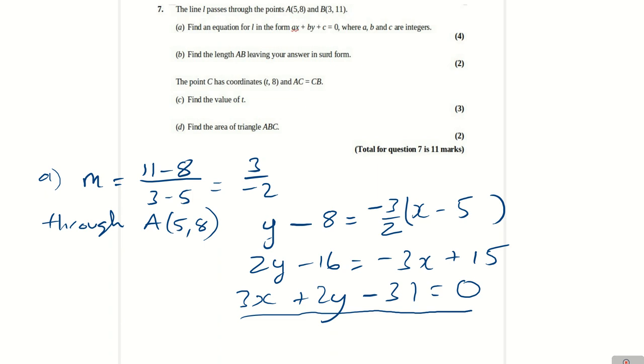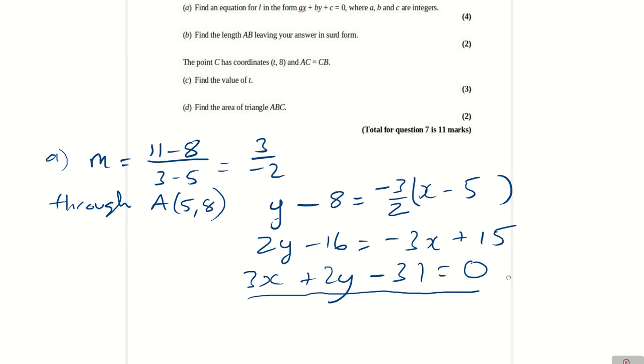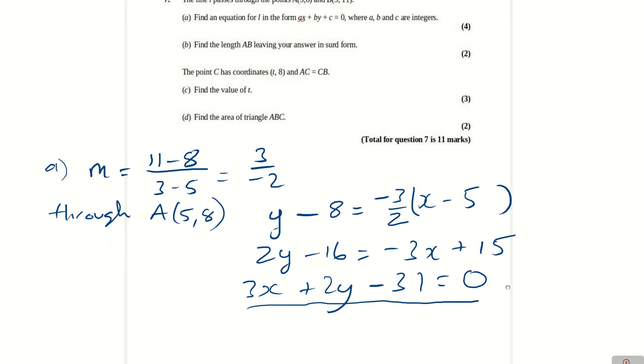Right, part B. Find the length of AB. Well, we know that A is the point 5,8. We know that B is the point 3,11. Now, how to find the length of the line between 2 points?